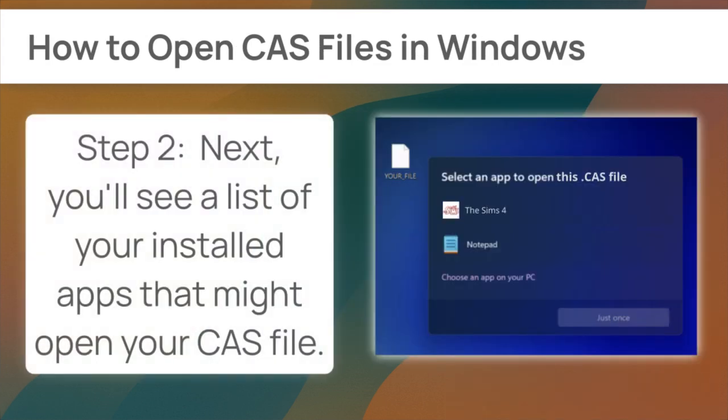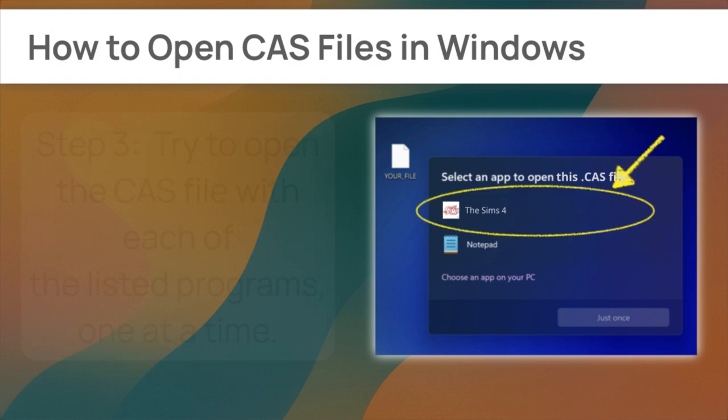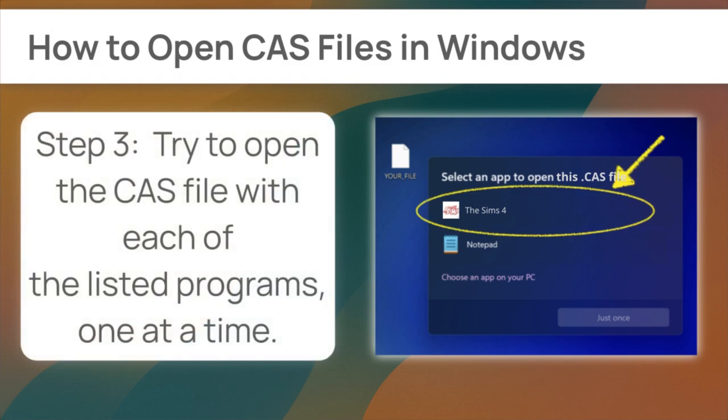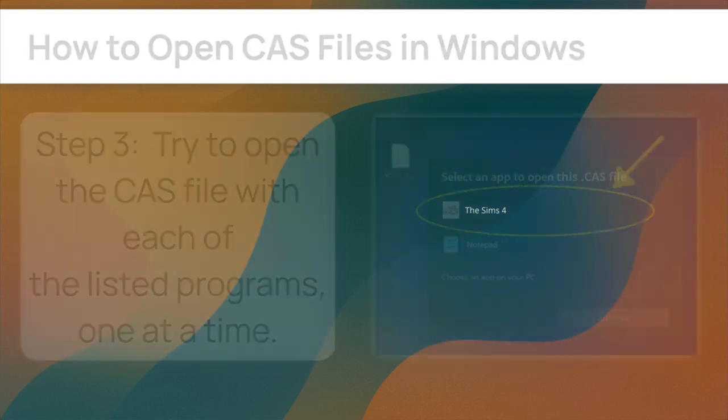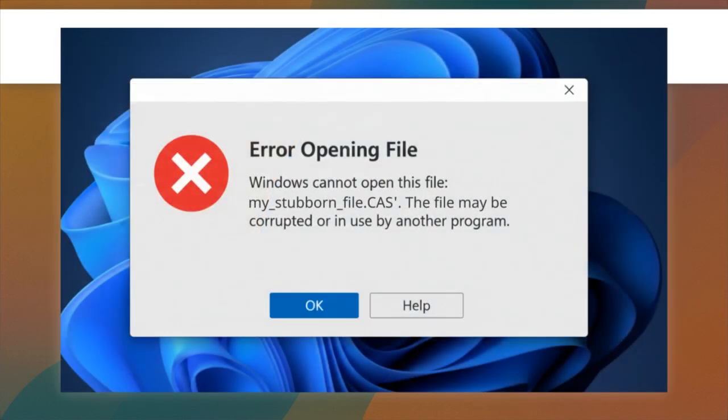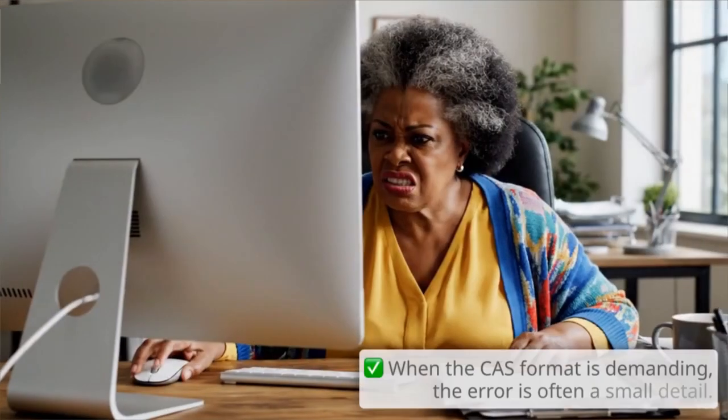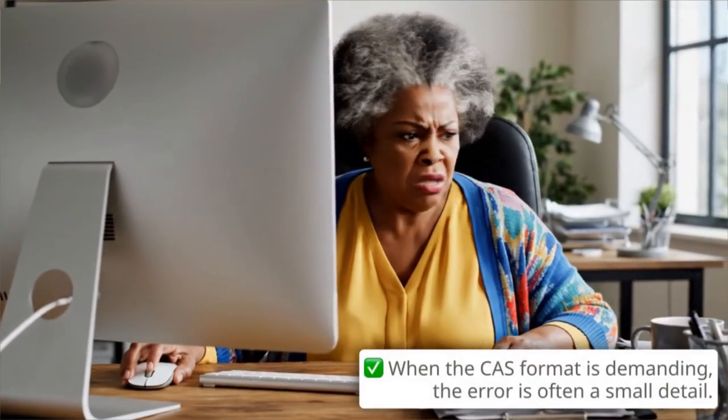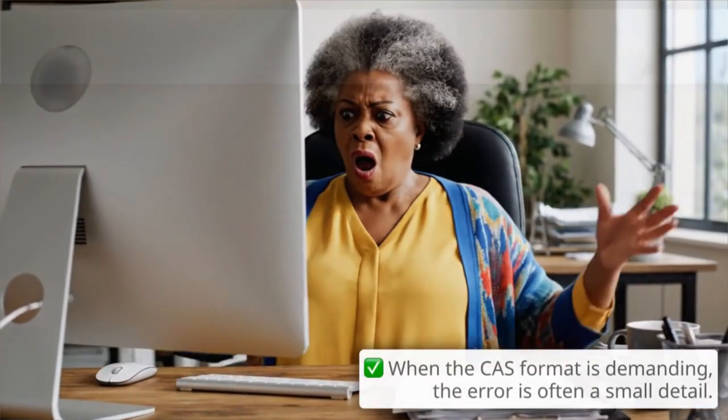Right-click the CAS file and hit Open With. Use The Sims 4 if installed. If not, choose another program. We must confirm the software handler. When your CAS file does not open, it is usually a small issue. We need to act fast after that failed attempt. Let's transition immediately into these 3 crucial steps for error isolation.